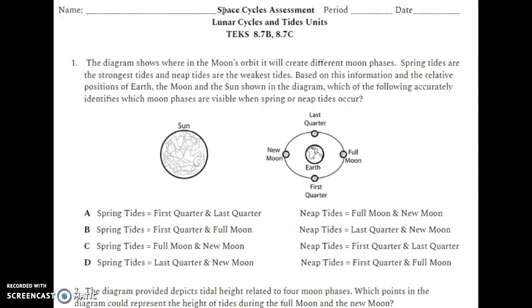Spring tides are strong tides, and neap tides are the weak tides. We know spring tides are strong, and we know that they occur during the full and new moon phases, because the sun, the moon, and the earth are all in a line and working together. The neap tides are the weak tides that occur during the first and third quarter, because the moon, the sun, and the earth are at right angles with each other and working against each other.